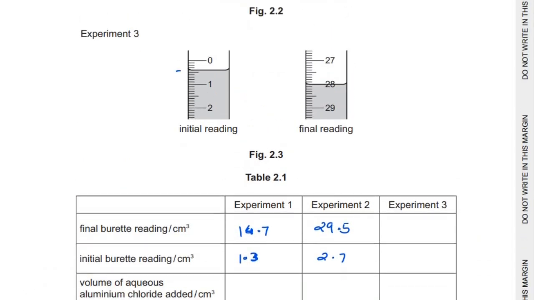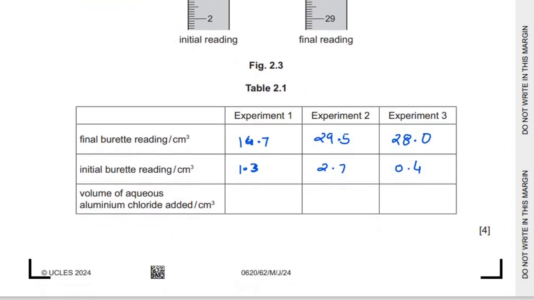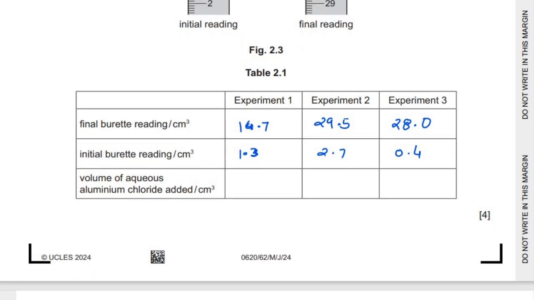Here it is 0.4 and 28.0. Don't forget writing 0.0 because we need to write it to one decimal place. Now, volume of the aqueous aluminium chloride added in centimeter cube. So we need to find out the difference for the two readings and write here. Now this we know it is 13.4.